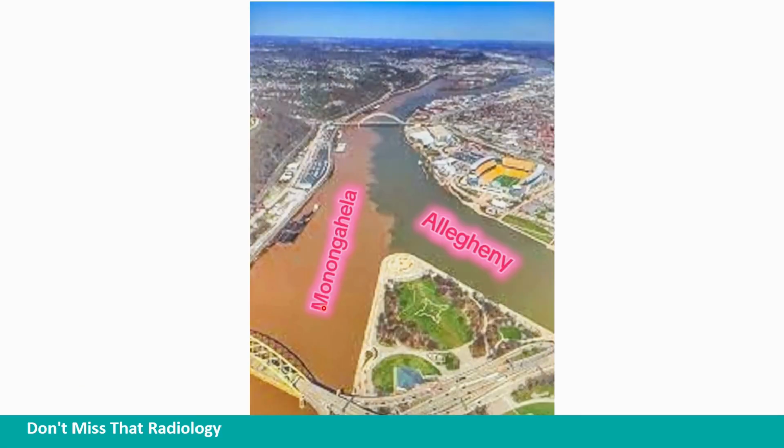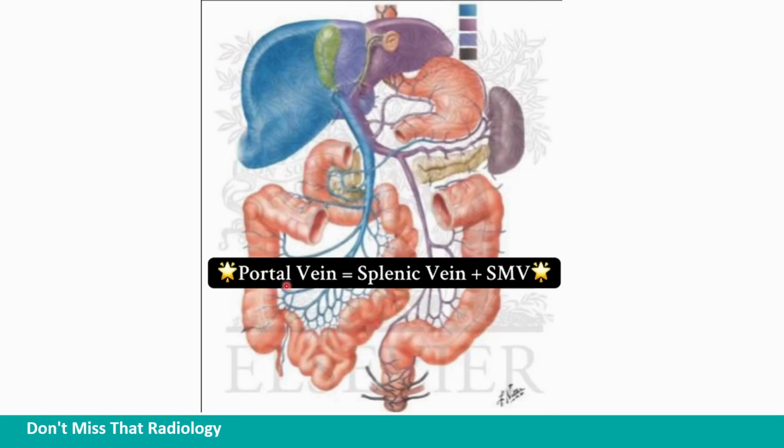So I said I'm from Pittsburgh, three rivers. So here you go, the Monongahela, the Allegheny, we live in Allegheny County. And what's the third river that they form, the so-called portal vein? Well, that's going to be the Ohio River, going to our state to the west, and then will eventually drain into the Mississippi River. So key anatomy, portal vein equals the splenic vein plus the SMV.